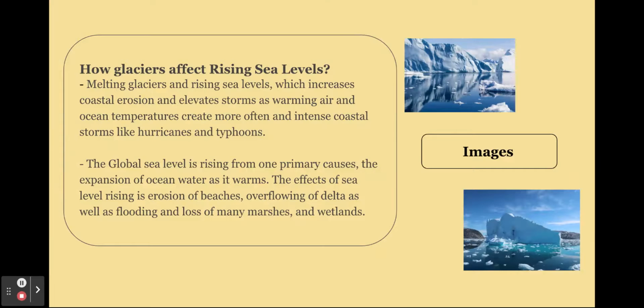How glaciers affect rising sea levels. Melting glaciers and rising sea levels increase coastal erosion and elevate storms, as warming air and ocean temperatures create more often and more intense coastal storms like hurricanes and typhoons. The global sea level is rising from one primary cause, the expansion of ocean water as it warms. The effect of sea level rising is erosion of beaches, overflowing of deltas, as well as flooding and loss of many marshes and wetlands.